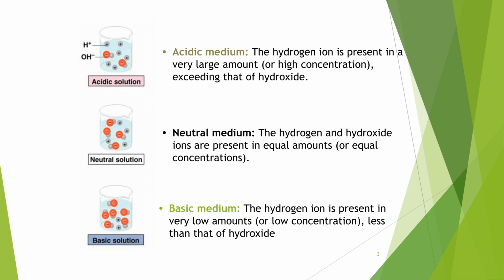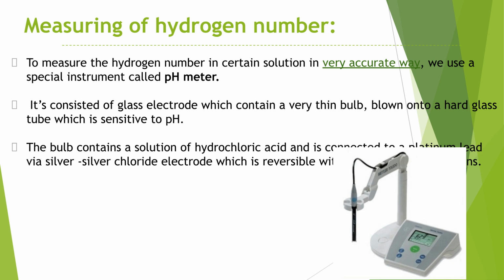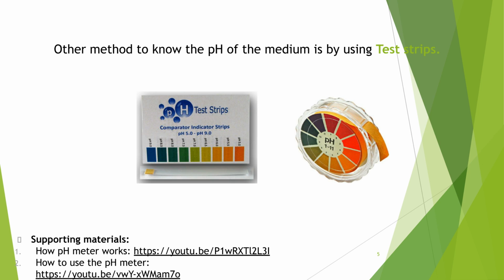A neutral medium has equal concentrations of hydrogen and hydroxide ions. A basic medium has a low concentration of hydrogen ions. The pH meter is used to accurately measure hydrogen number. It consists of a glass electrode with a thin bulb sensitive to pH. Another method to determine pH is by using test strips.